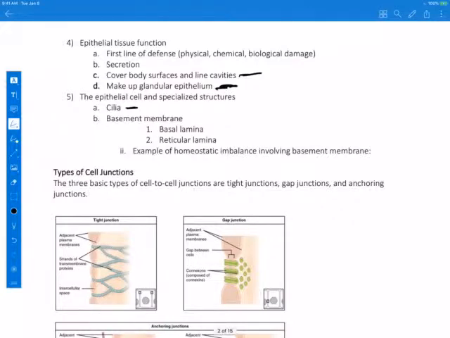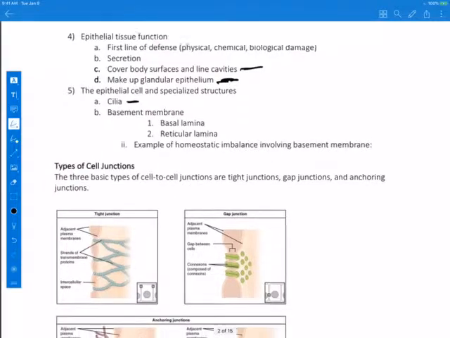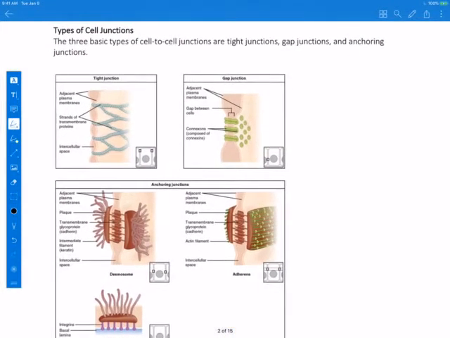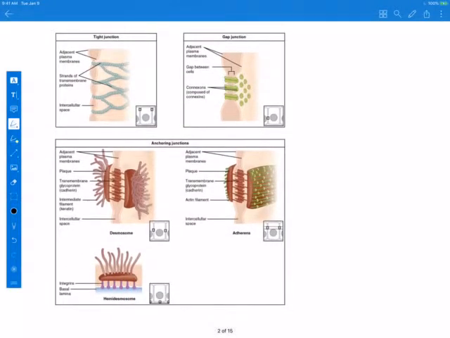All right, so let's talk a little bit about the different types of cell junctions. Okay, so there are three basic types of cell junctions. And so these are the connections between the sides of cells. And the three major types are tight junctions, gap junctions, and anchoring junctions. And there are basically three types of anchoring junctions. So let's take a look at this picture here.